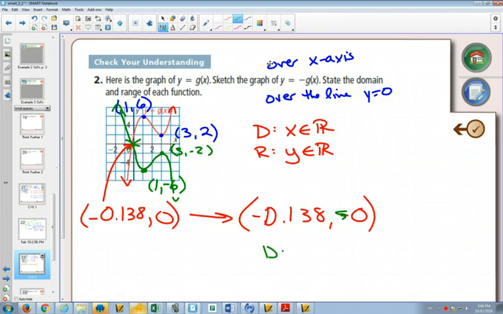Now on our green graph's domain and range, well, first of all, by flipping it over the x-axis, you're changing the y values. So we already know that our x values will still have the same domain. But even if we multiplied our y values by a negative, and it was everything to begin with, you're still going to have everything again.